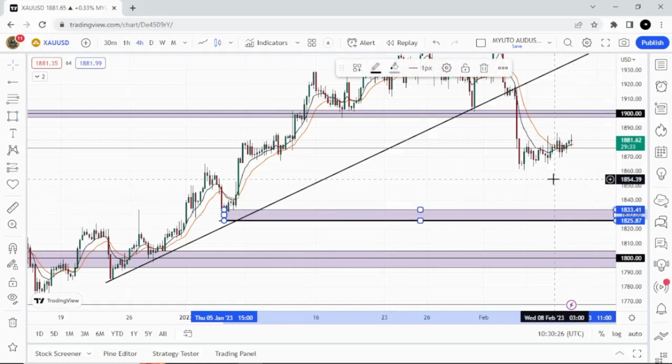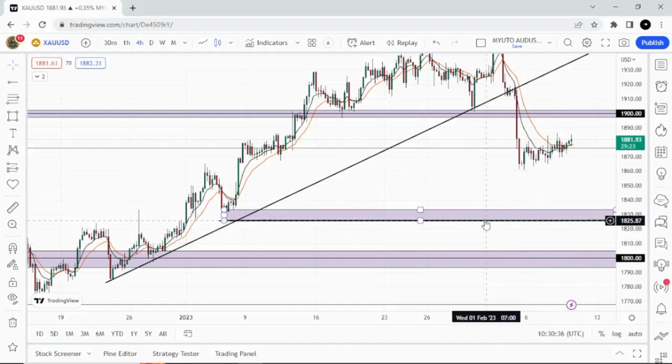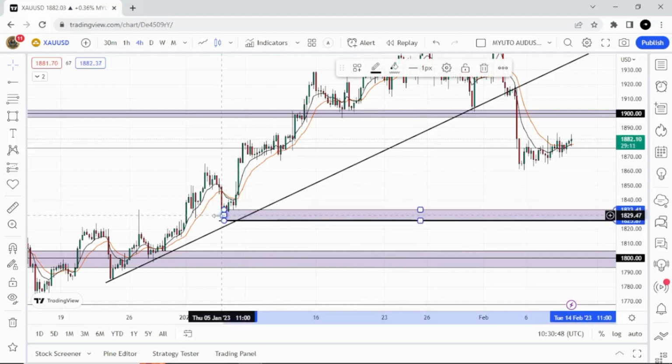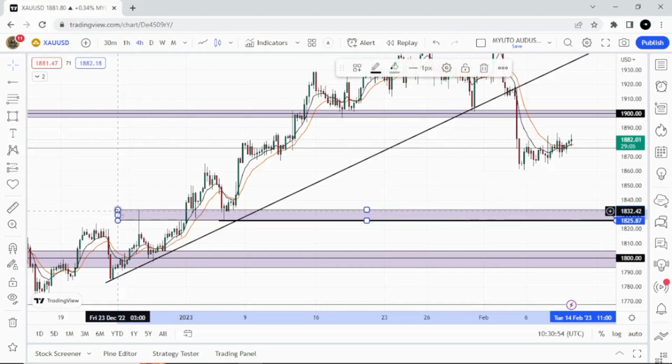So as time goes on and price comes to this level here, we will see a reaction from this level here, 1830, a round figure. So we'll see a reaction here. We already have some reactions here. We have one here. If we stretch the rectangle far back, we can see we have a rejection again here.